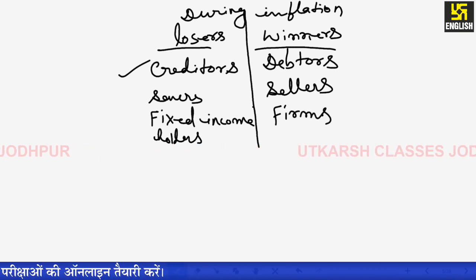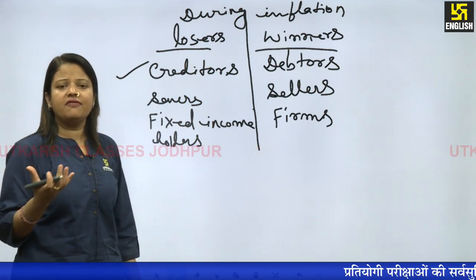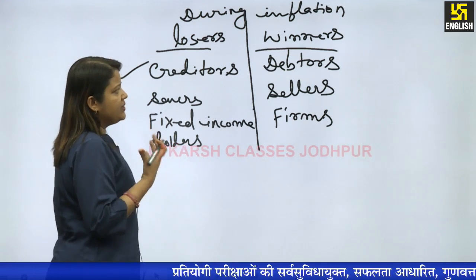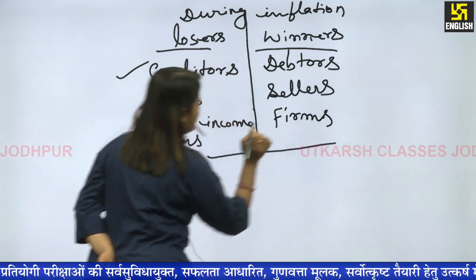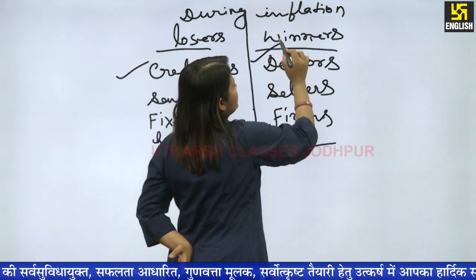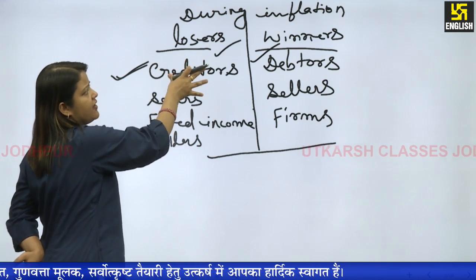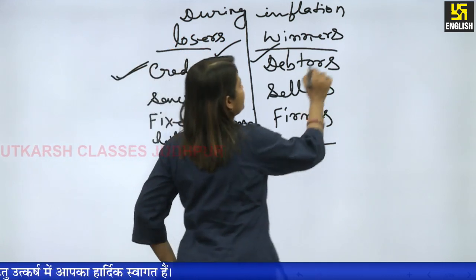Why? Because as a result of inflation, the price increases. So the value of money goes down. Why are they called winners and why are they called losers? Why are creditors called losers during inflation and why are debtors called winners during inflation?